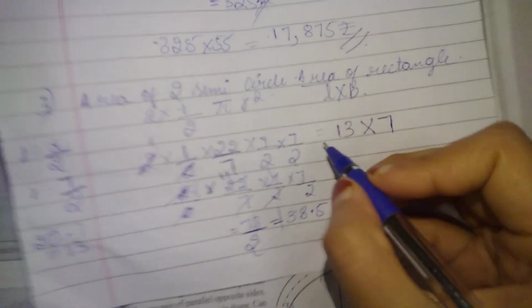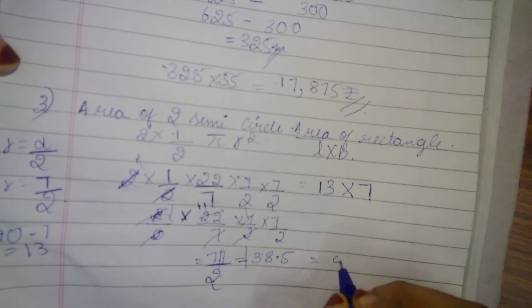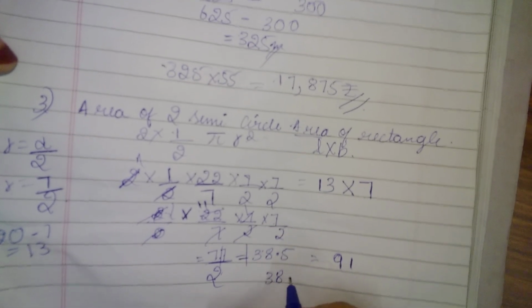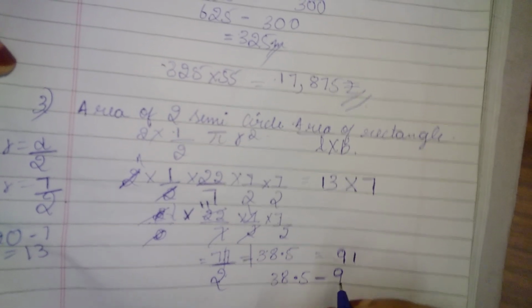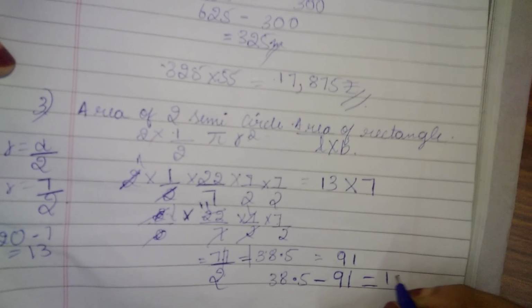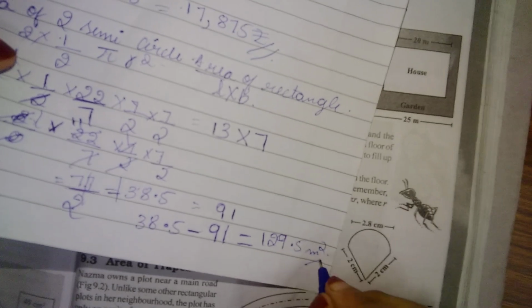Now what is this? We forgot about this, no? 13 into 7 is how much? 91. So you got the answer here, 38.5 plus 91. What will you get the answer here? 129.5 meter square. Now you got this here as the answer, no?